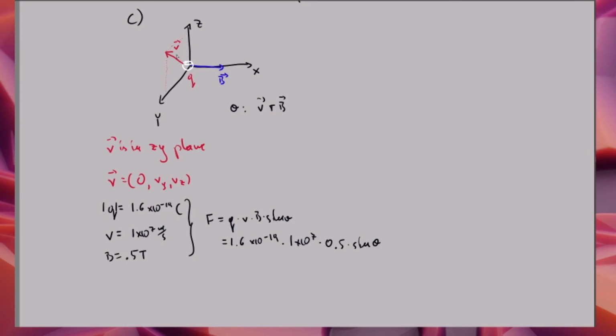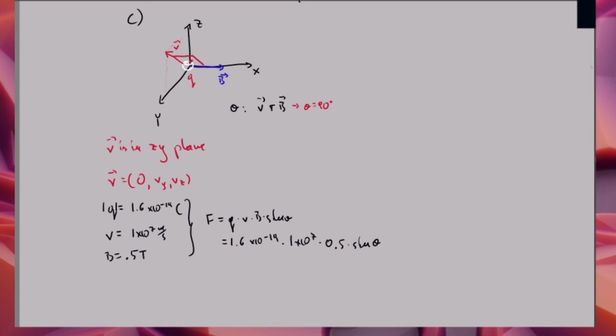Well, V is entirely in the ZY plane, and ZY plane is perpendicular to the magnetic field in this case. So you have 90 degrees, just like you have 90 degrees here. You also have 90 degrees between here and here. That's 90 degrees right there. Right, so theta is 90.